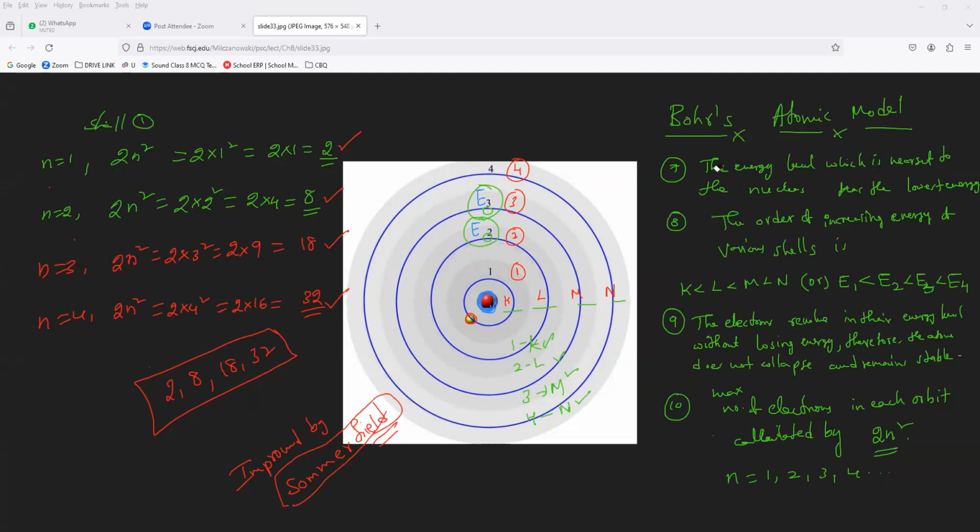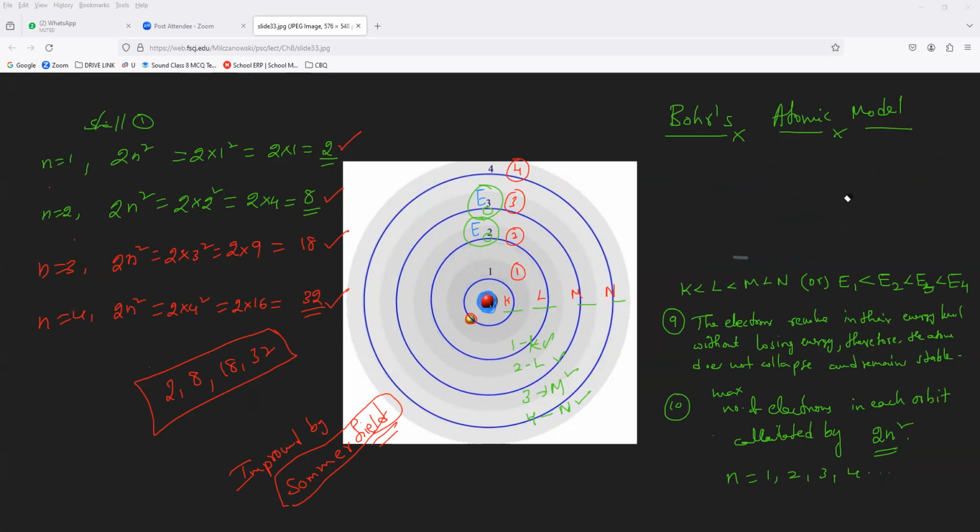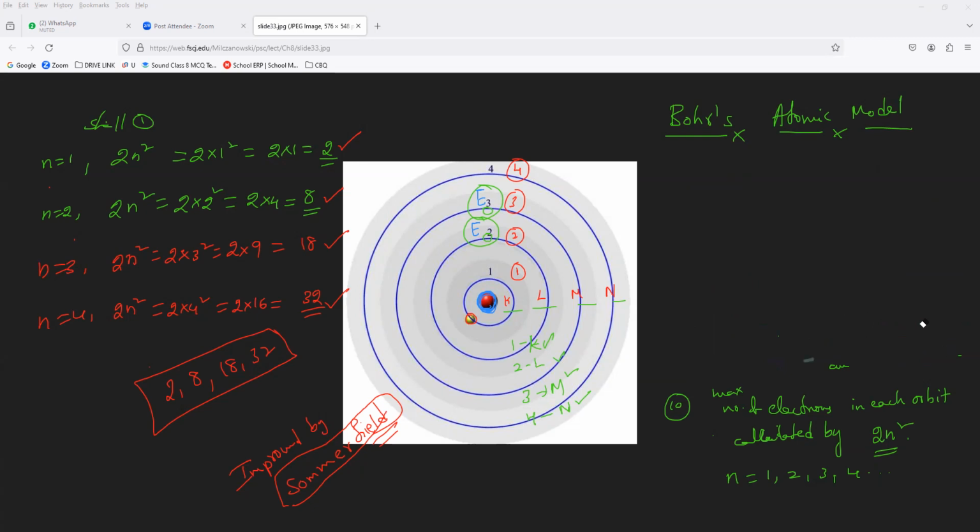Now we are going to study the drawbacks or limitations of Bohr's atomic model. There are 2 or 3 limitations. Even in higher classes, 11th chemistry, you are going to get many things in more detail. So let us keep reading, all of you. Limitations of Bohr's model.